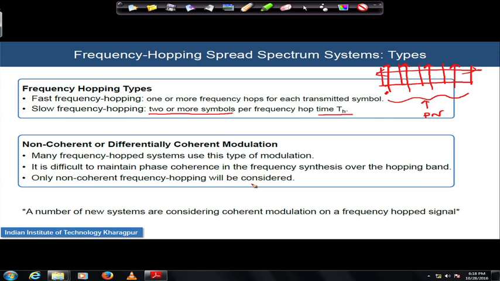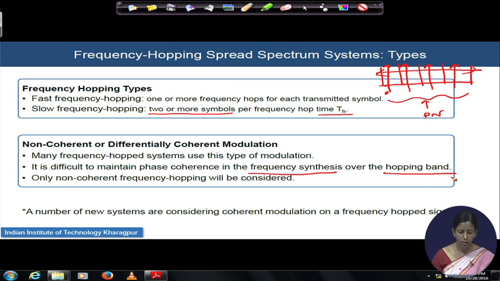So, it is an extra burden to us in the receiver, and sometimes it becomes an extra hurdle for us to extract the information correctly, so that the dehopping operation can be done perfectly in the receiver. To avoid all that, people have preferred the non-coherent kind of modulation scheme for this frequency hopping spread spectrum system design. It is very hard. The main difficulty comes from the maintenance of phase coherence in the frequency synthesis and over the different hopping bands involved. However, there are several new systems coming up where coherent modulation is considered over the frequency hopped signal.